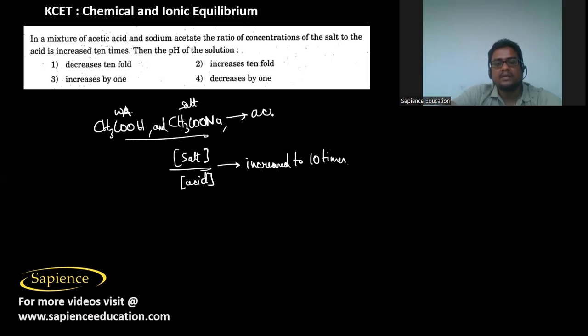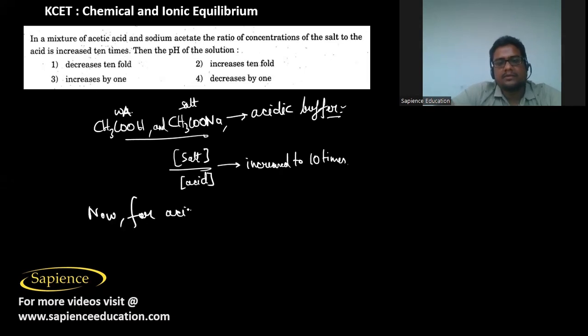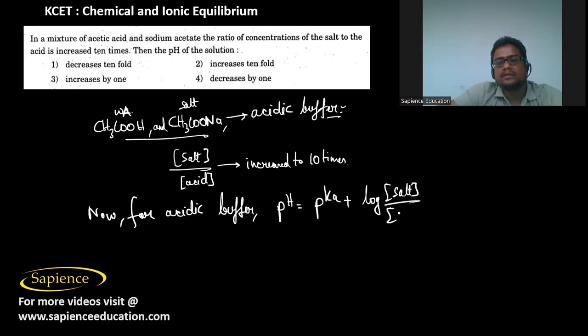So it is acting as an acidic buffer. Now for an acidic buffer solution, the pH value will be equal to pKa plus log of concentration of the salt by concentration of the acid. So here we have to use the value of pKa, which is for the Ka of the weak acid.